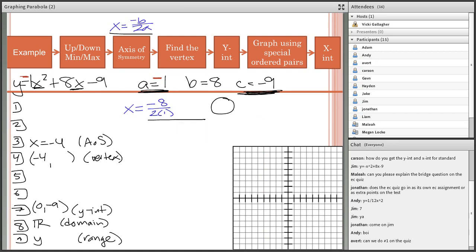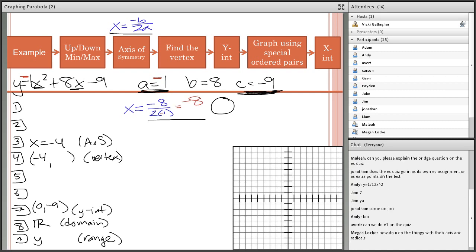All right, let's try this again. I apologize. I do not have my glasses on, and the screen is very small. Okay, so now that a is negative 1, that makes this a negative 1 down here. So that is negative 8 divided by negative 2, and that is positive 4. So this was supposed to be a positive 4.